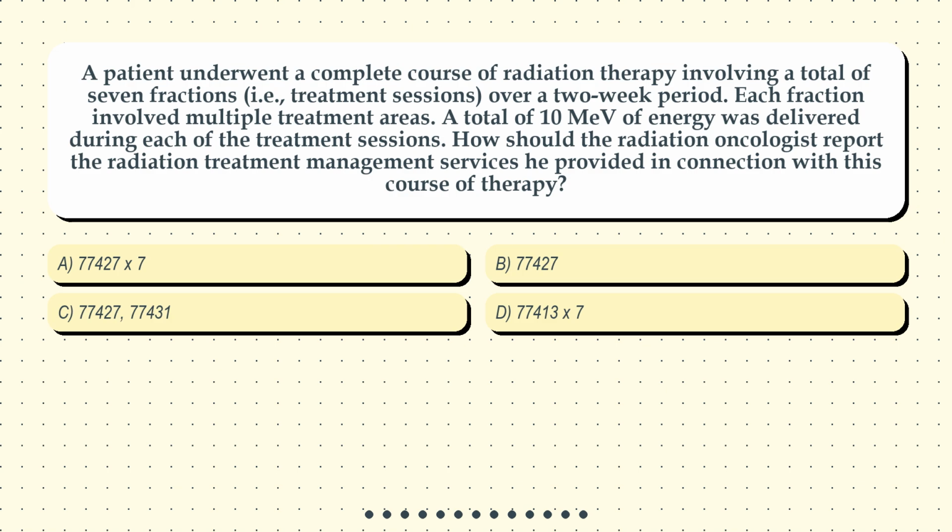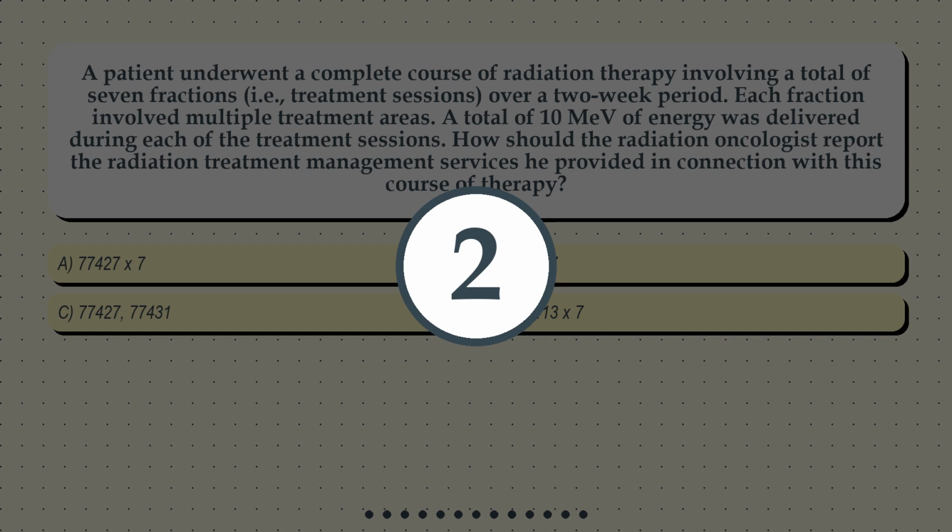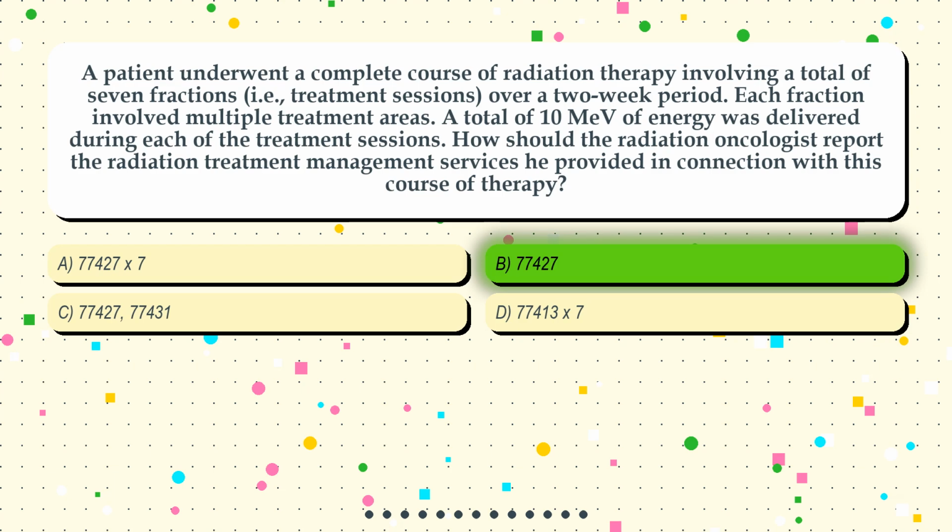Option A, 77427x7. Option B, 77427. Option C, 77427, 77431. Option D, 77413x7. The correct answer is option B, 77427.